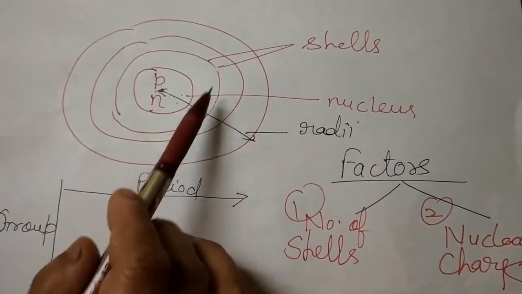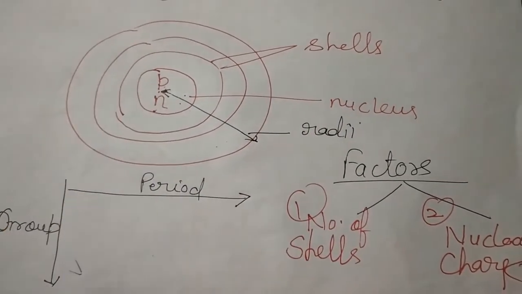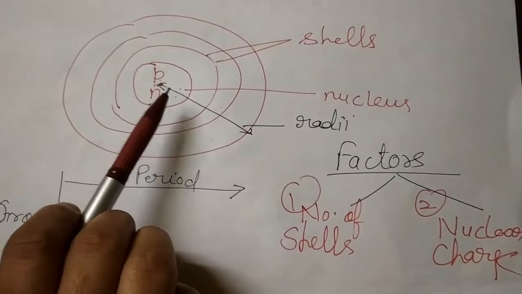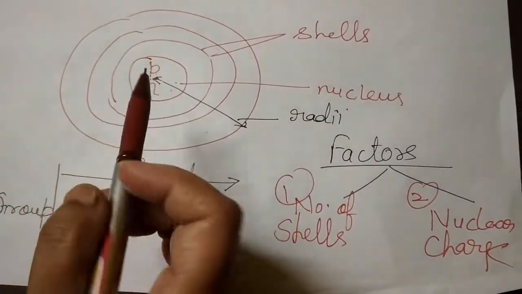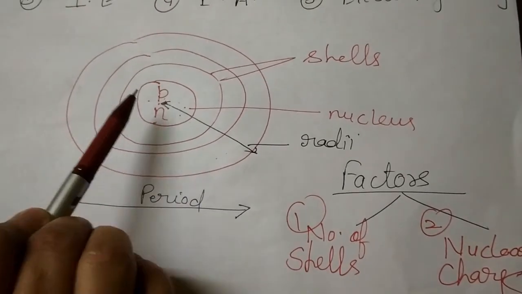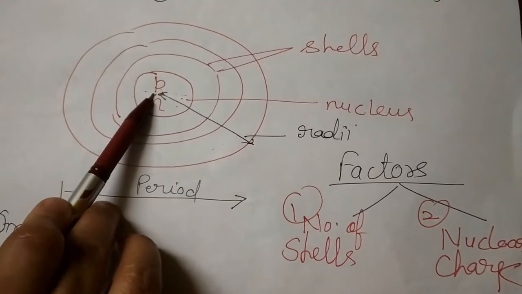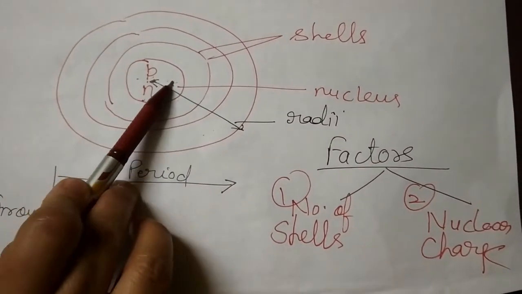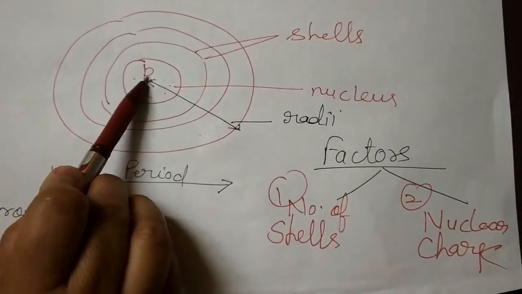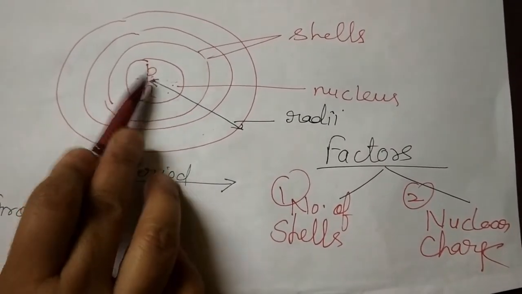So that means the more the number of shells, the greater the size of an atom. Second is nuclear charge. Nuclear charge means, as I told you just a few minutes back, the protons, that is, the positive charge present inside the nucleus of an atom. So when we are comparing two atoms, we have to see the number of protons. If the number of protons is greater, that means the positive charge is greater.